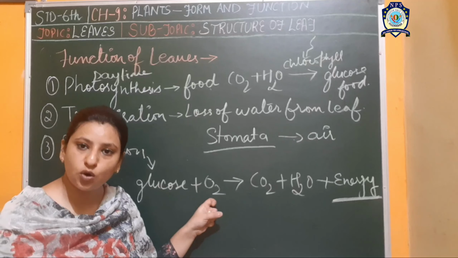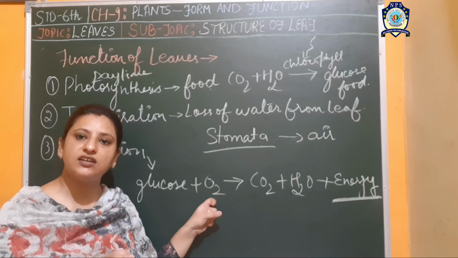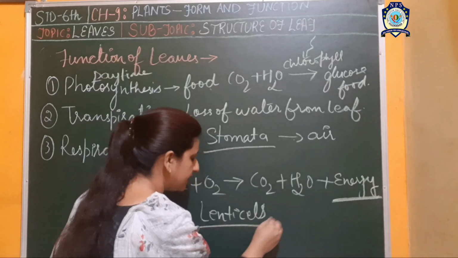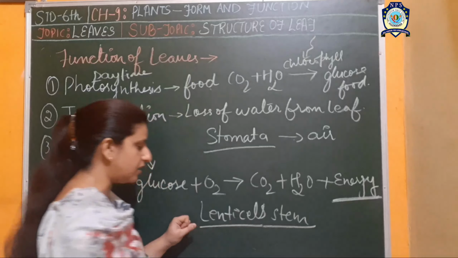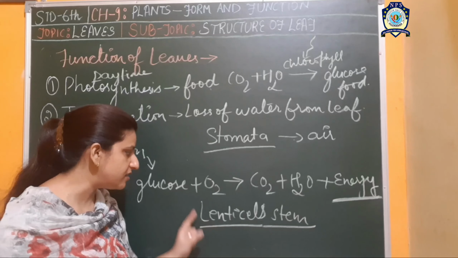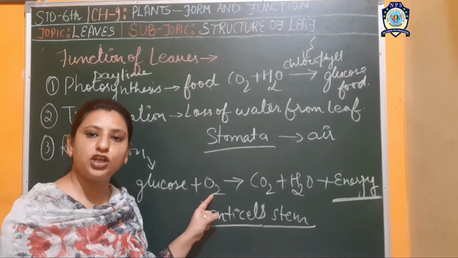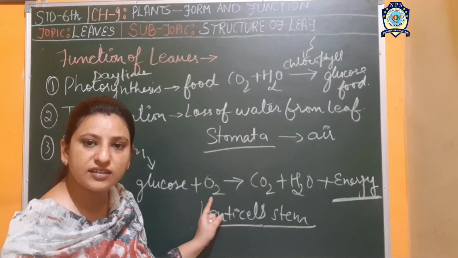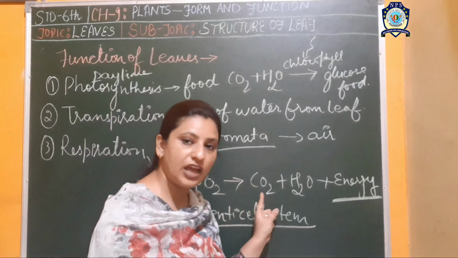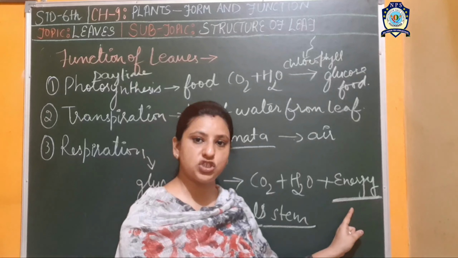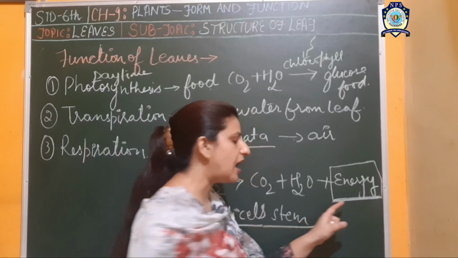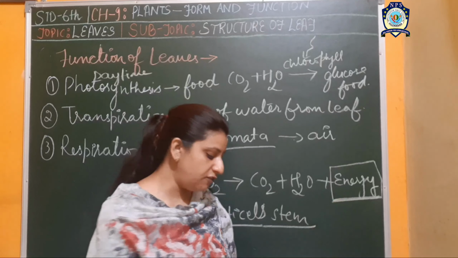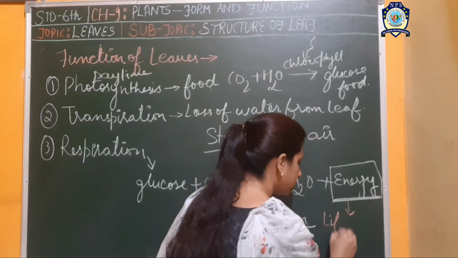At night, the stomata don't open, but there are certain cells called lenticels. These cells are present mainly in the stem of the plant. So through these lenticels, oxygen enters the body of the plant, and then glucose and oxygen combine together in the cells of the plant, and form carbon dioxide, water and energy. With the help of this energy, the plant carries out its different life processes.